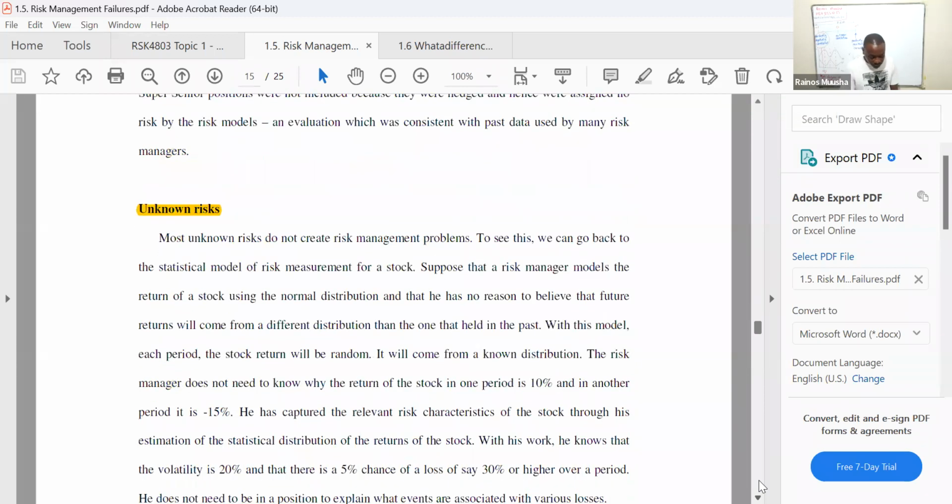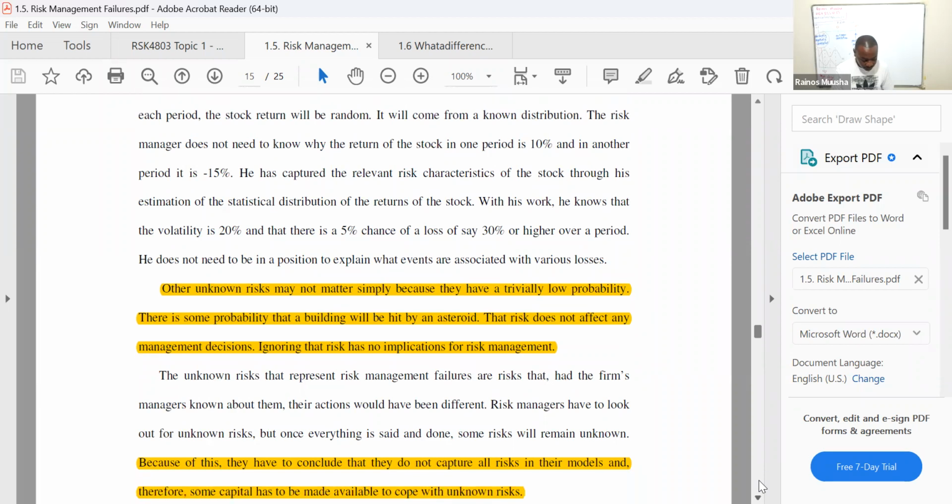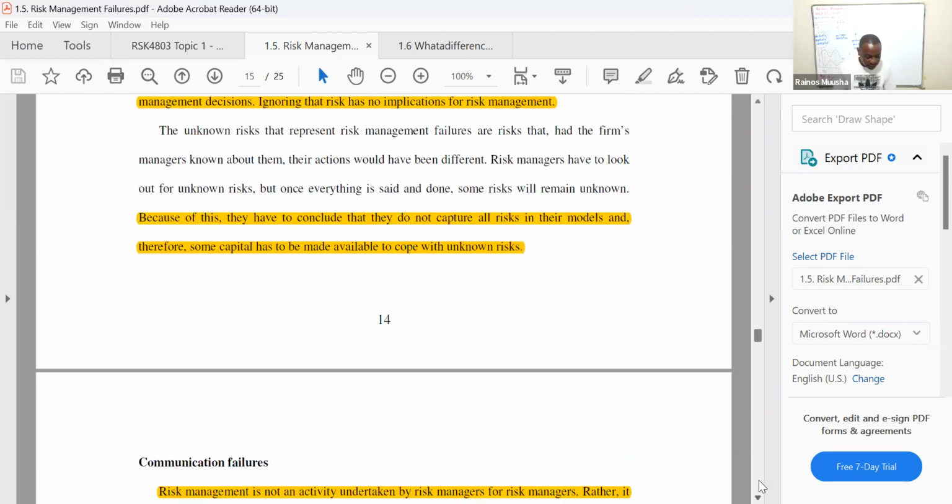Now, looking at unknown risks, they say other unknown risks may not matter simply because they have a trivially low probability. There is some probability that a building will be hit by an asteroid. This risk does not affect any management decisions. So ignoring the risk has no implications for risk management. So because of this, they have to conclude that they do not capture all risks in their models, and therefore some capital has to be made available to cope with unknown risks as well.